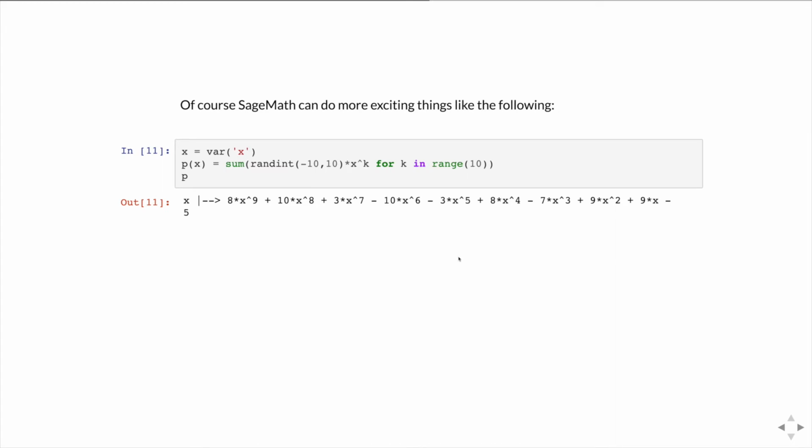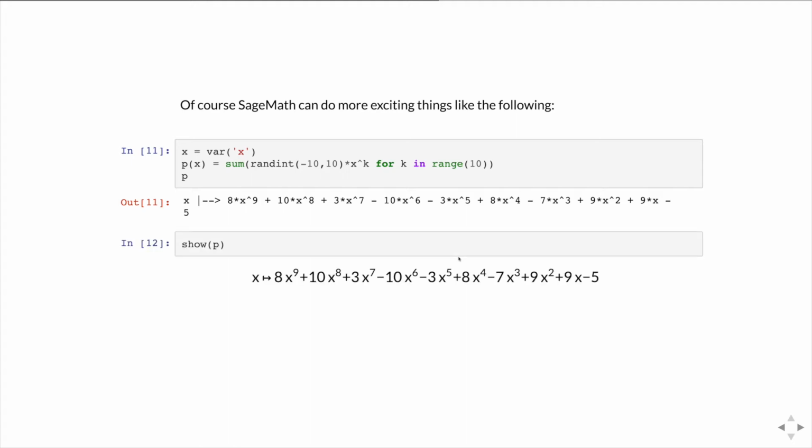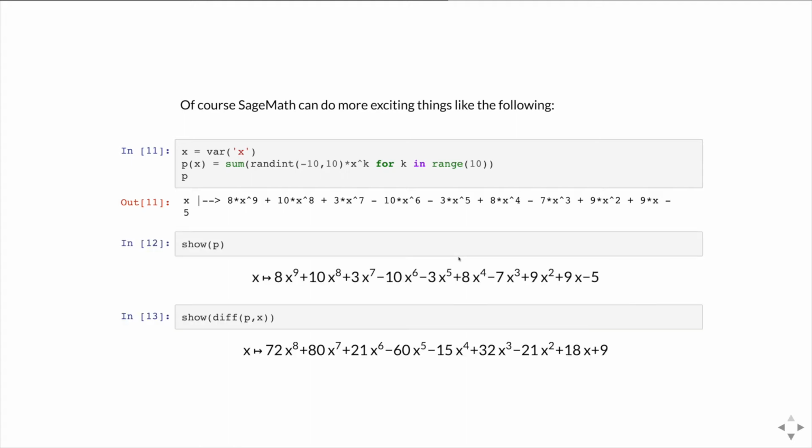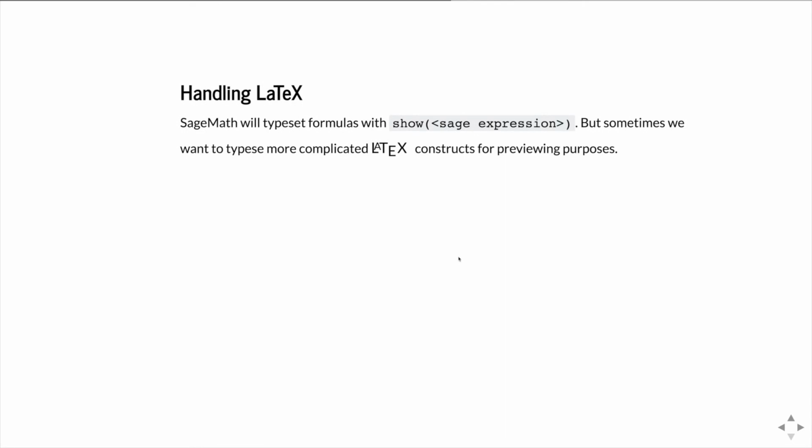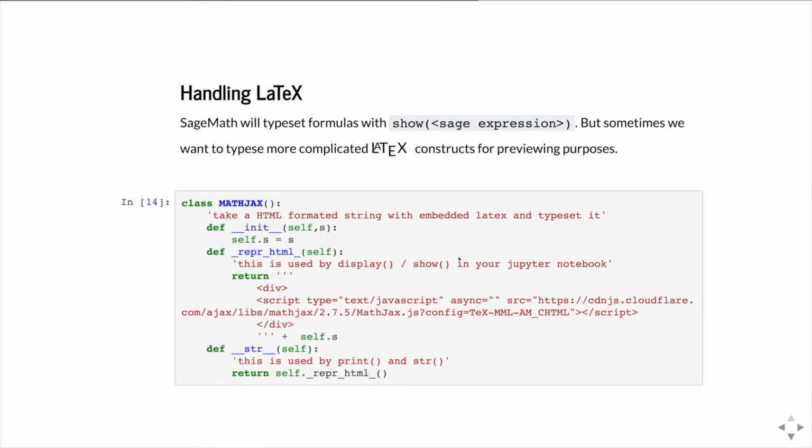Now we can do some more exciting stuff. You can generate, for example, a linear combination of monomials with random coefficients here. That's a polynomial, and you can differentiate that if you want. These are all built-in Python features, and we can also typeset other longer expressions that might be hard-coded using HTML and possibly LaTeX.